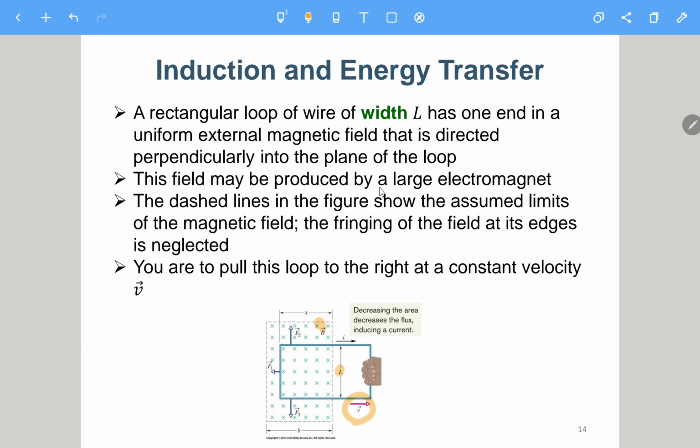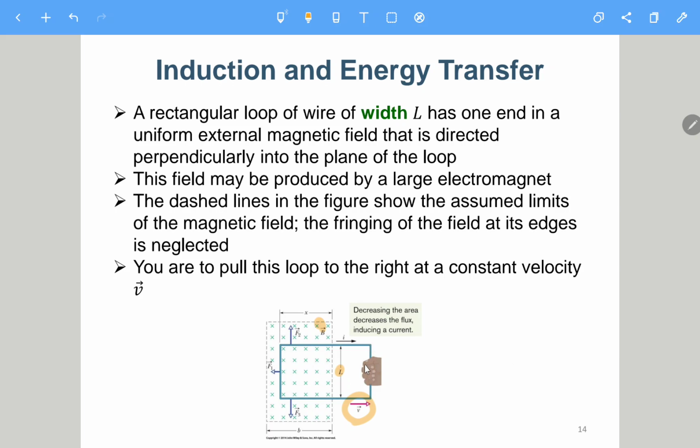This field may be produced by a larger electromagnet, but we don't consider how to generate it. We assume something generates this, and the dashed line means the limit of the magnetic field, which means inside this area we have a magnetic field, and outside the B field is 0. The fringing of the field at this edge is neglected. You are to pull this loop to the right at a constant velocity. So this is the setup, and we try to pull this loop to the right side.